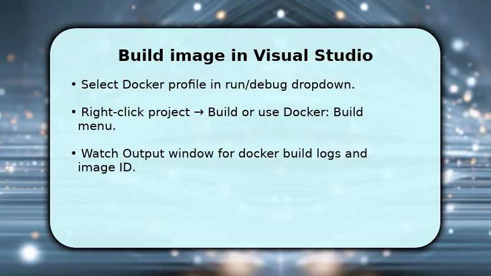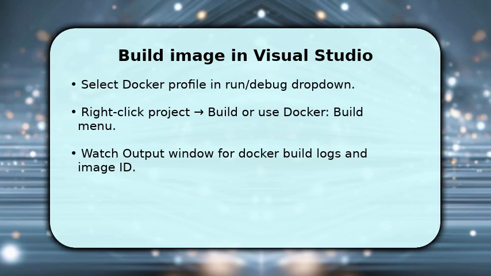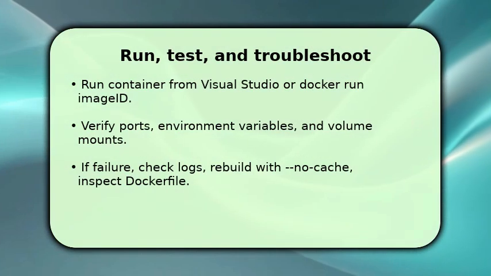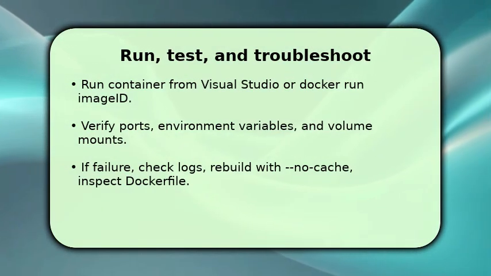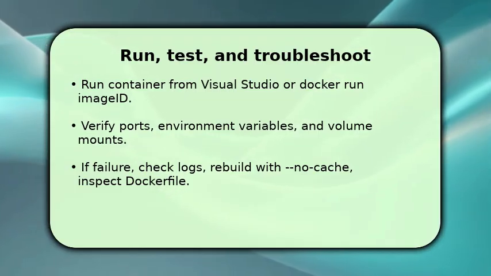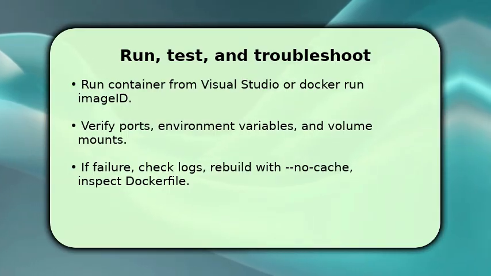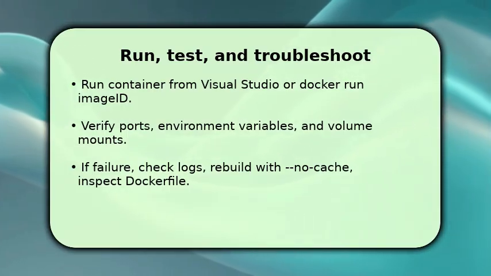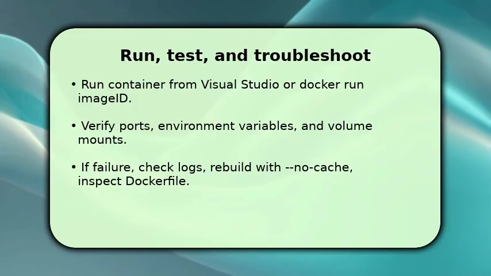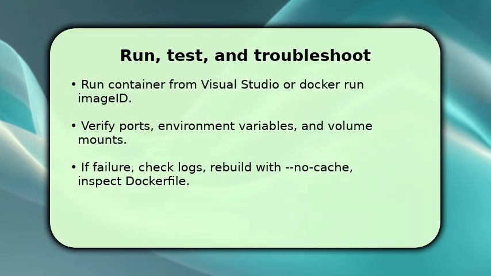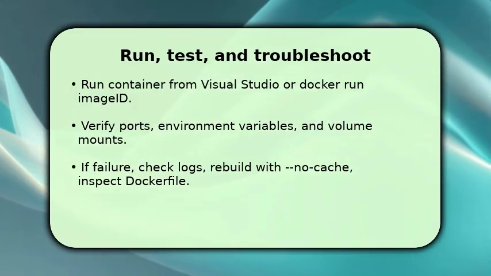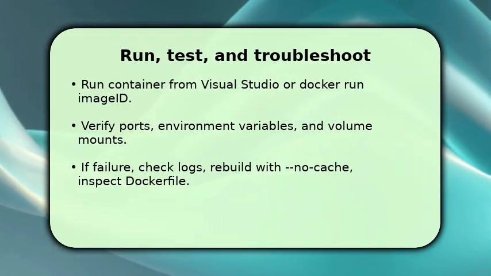You finish by running the container from Visual Studio or with Docker Run using the produced image ID and mapped ports. Test endpoints and validate environment variables and mounted volumes match what the app expects. If something fails, check container logs, then rebuild the image with no cache to rule out stale layers. Inspect the Docker file for missing publish steps or incorrect workdir.